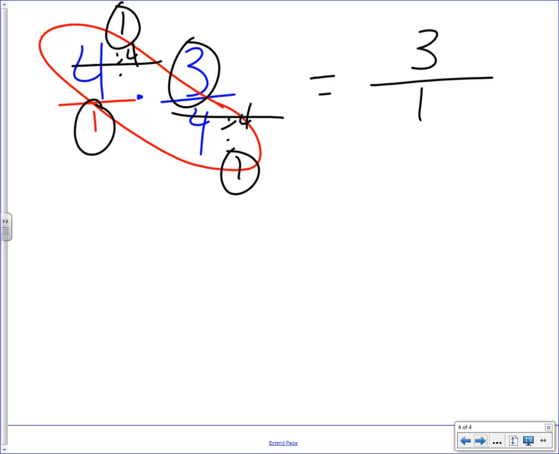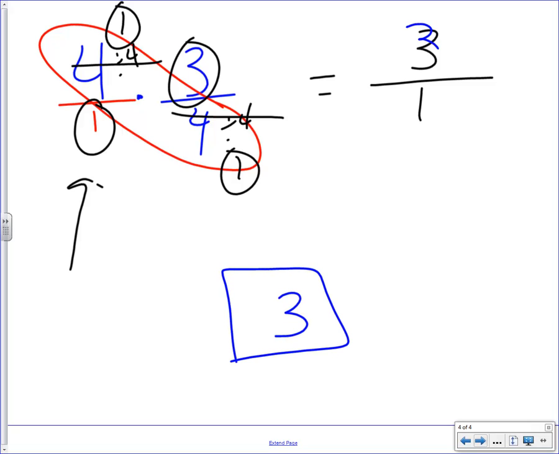Well, 3 over 1, right? So we go back to this guy. Anything over 1 is just a whole number of itself. And so my final answer for this one is going to be 3, right? Because anything over 1 is a whole number of itself. And so that answer is 3.